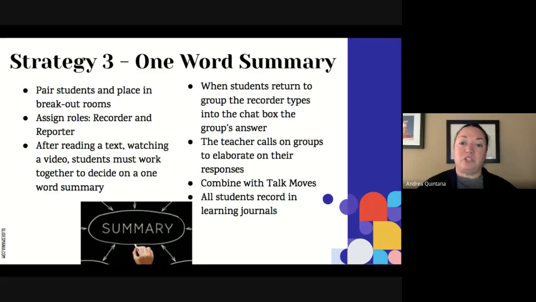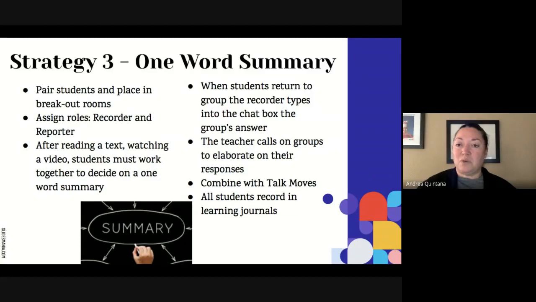When students return from the breakout room into the whole group, this is where they're going to be able to share those ideas and really build some vocabulary and learning knowledge together. The teacher can either call on a group to share their idea, or even better, call on another group to explain the other group's ideas or thinking.